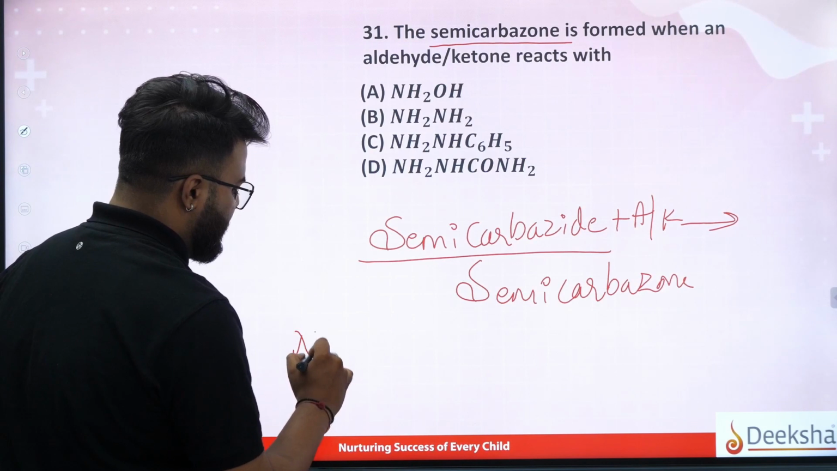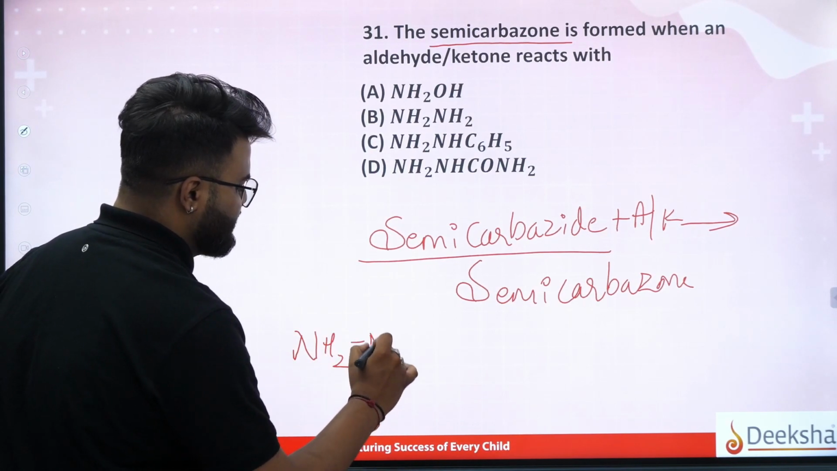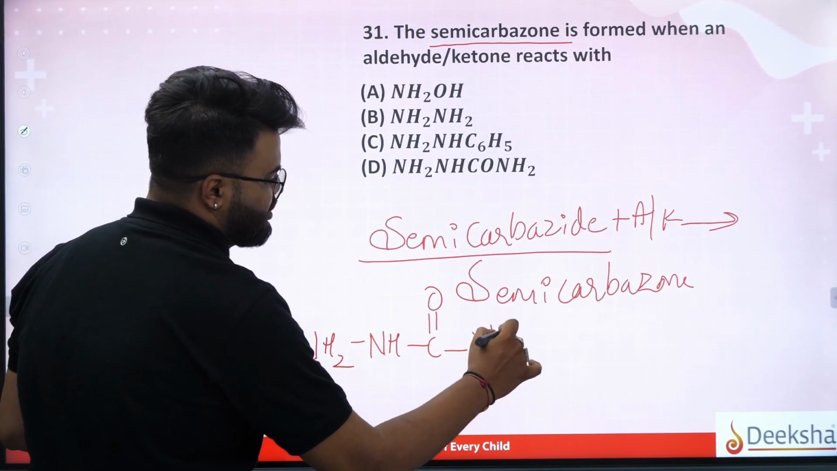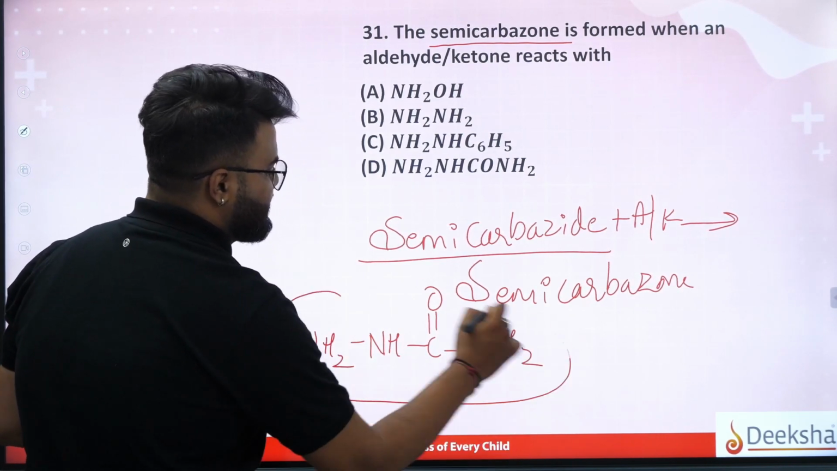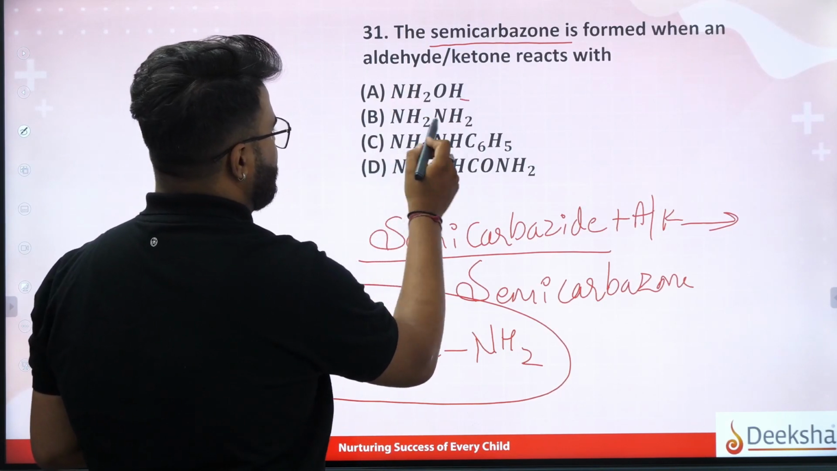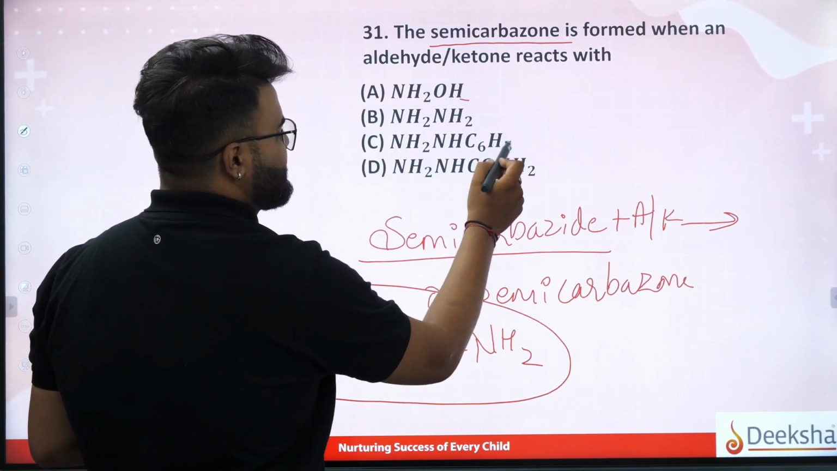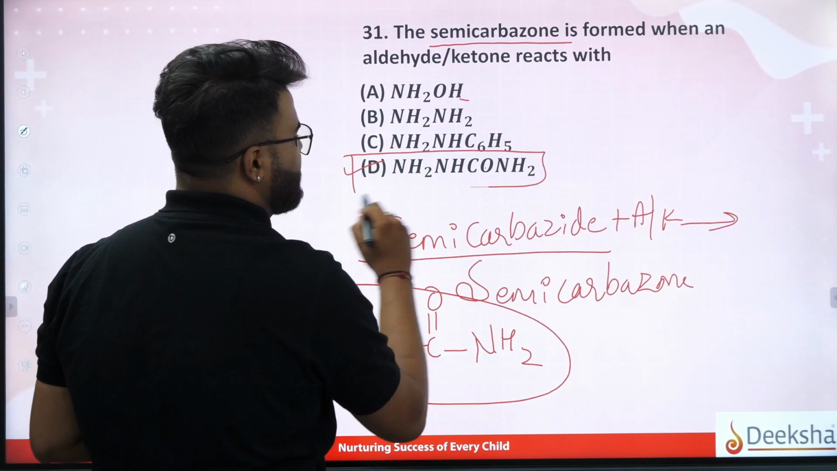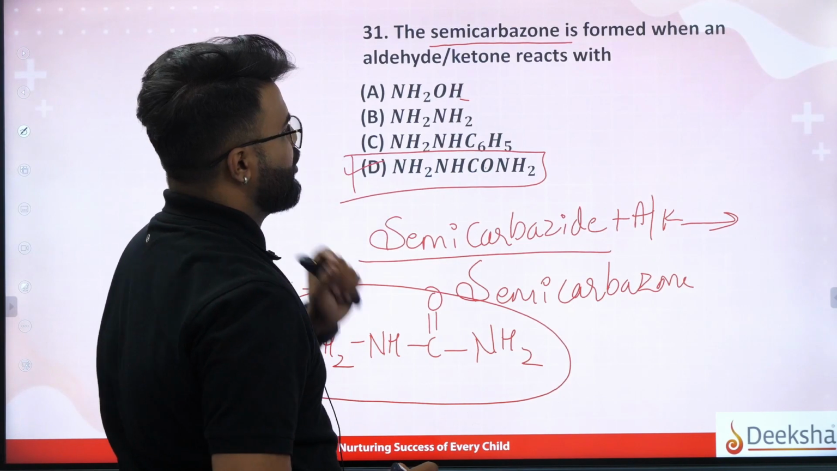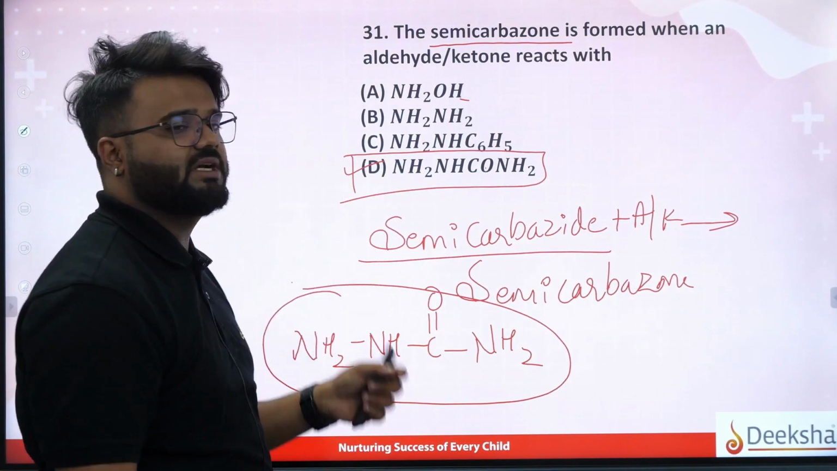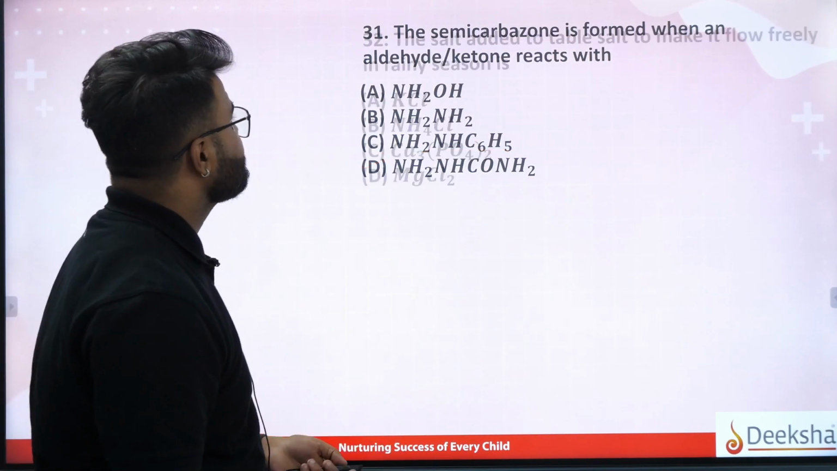What is the chemical formula of semicarbazide? We know that it is NH2 NH C double bond O, then NH2. So where is this resembling in the options? Not in option A, not in option B, and in option C it is C6H5, a phenyl ring, so it is not there. Option D resembles the semicarbazide formula. So option D is your correct answer for question number 31.